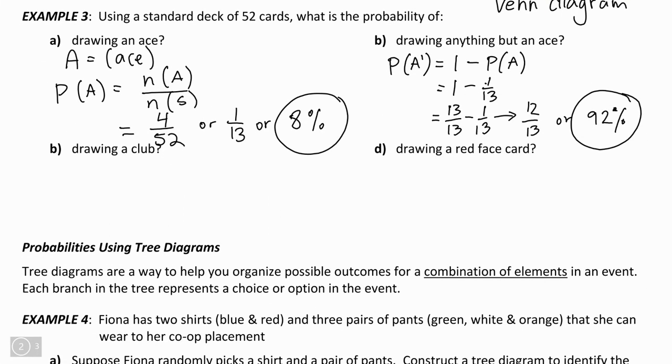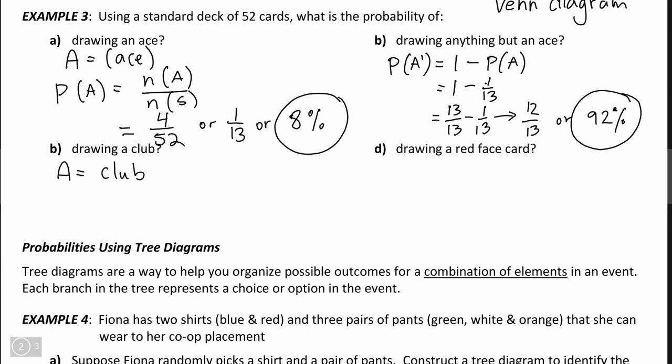What about drawing a club? If my event A is a club, I've got to know first how many clubs there are in a deck of cards. I've given you decks of cards in class, so you could count them, but I'll tell you here in this video that there are 13 cards. So n of A is equal to 13, and n of S is my 52-card deck.